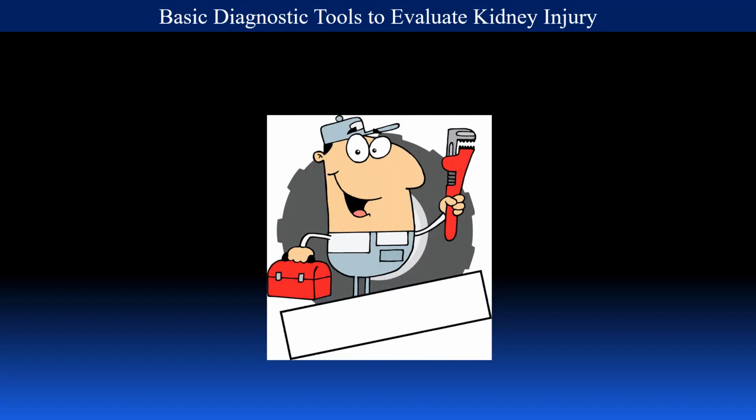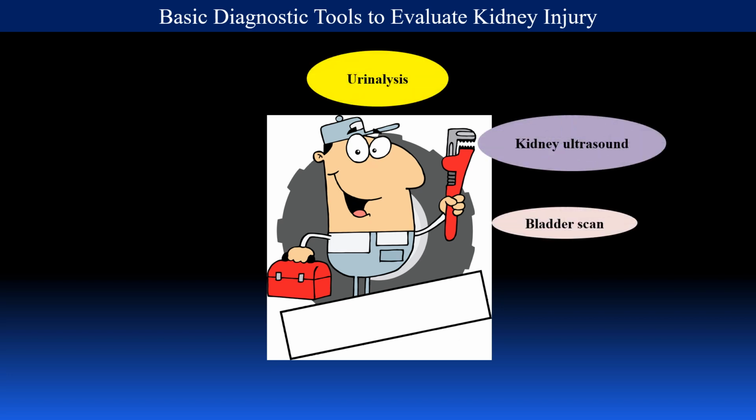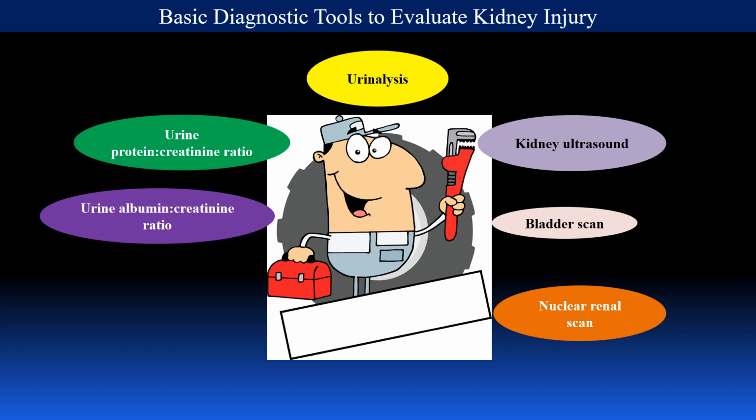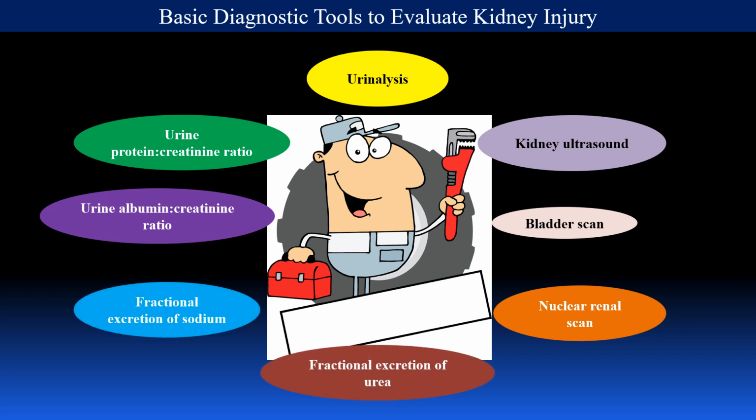Our basic tools to diagnose kidney injury include urinalysis, kidney ultrasound and bladder scan, nuclear renal scan, urine protein to creatinine and urine albumin to creatinine ratios, fractional excretion of sodium and urea, and kidney biopsy.